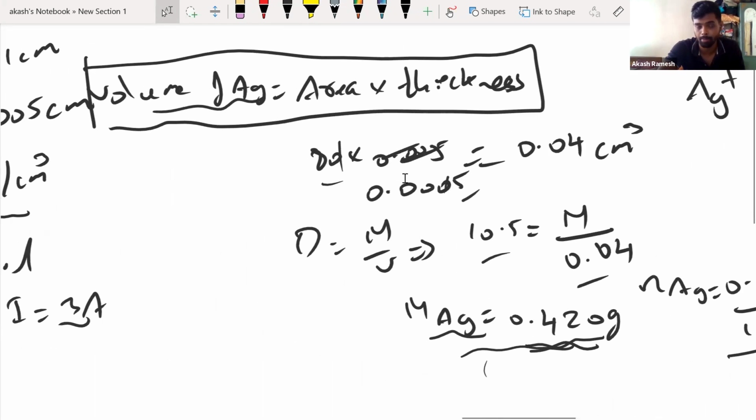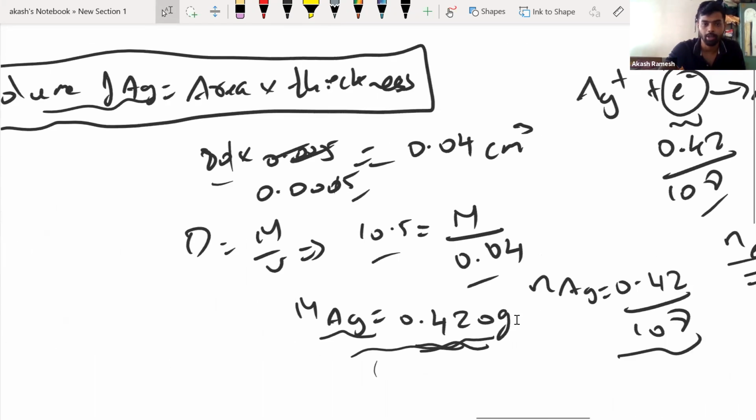Only thing you did is convert millimeter to centimeter, and then you did this. Then you found out the volume, then you found out the mass, because mass is only required for number of moles calculation by using the formula density is equal to mass by volume. Density is given to you, volume we calculated, right? So we know the mass.